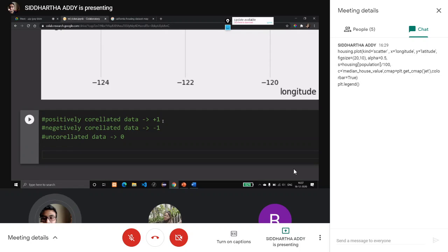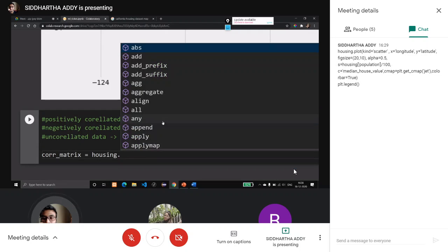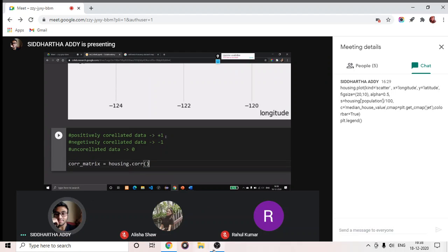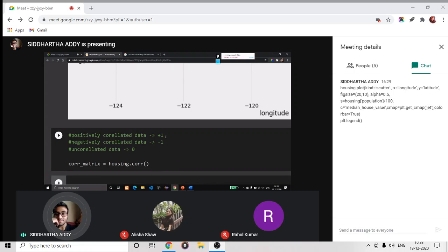So let's get started. I'm going to make what is known as a correlation matrix. So how do you get the correlation of this entire data set? It is very easy, and things are so easy nowadays. We are using the housing data set, right? We want the correlation for all the values, so we just write .corr. That stands for correlation, and that's all. We are done with our correlation.